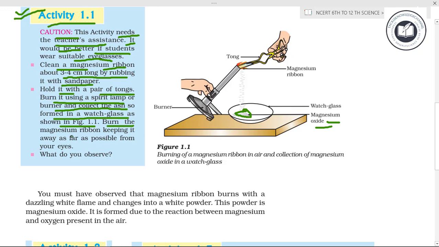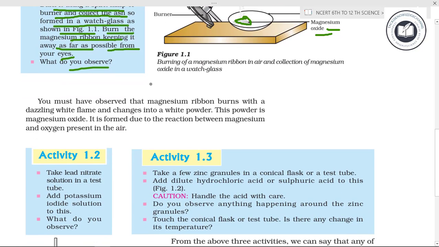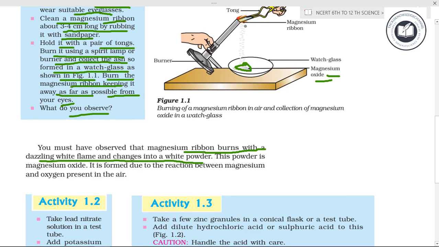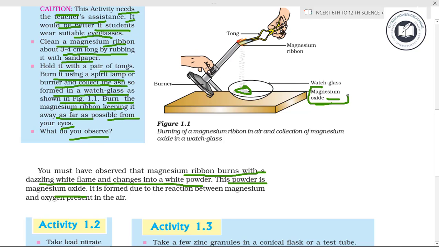Burn the magnesium ribbon, keeping it as far as possible from your eyes. What do you observe? You must have observed that the magnesium ribbon burns with a dazzling white flame and changes into a white powder. This powder is magnesium oxide.